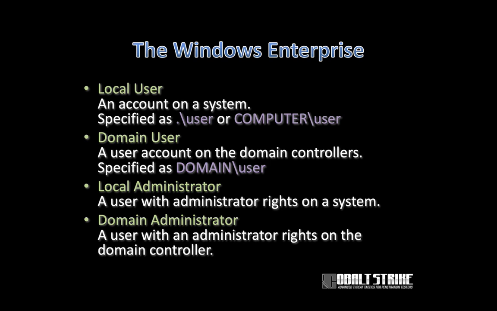A local administrator is a user with administrator rights on a specific system. A domain administrator is a user with administrator rights on the domain controller. And if you control the domain controller, you can control any of the systems that trust that domain controller as well. So if you are a domain administrator, you now have the keys to the kingdom, and you can do whatever you want to systems that you can reach that are joined to that domain.